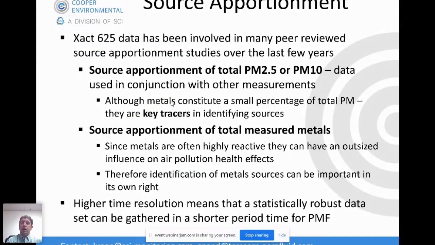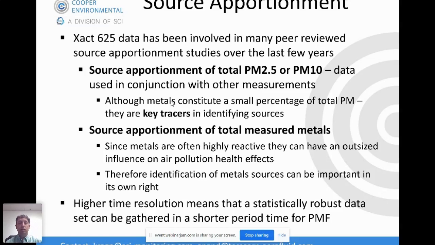In the next several slides, I'm going to be talking about how the Xact has been used much more lately, in the past couple of years, in source apportionment studies. It's been involved in a lot of source apportionment studies over the last few years, primarily source apportionment of either total PM 2.5 or PM 10.